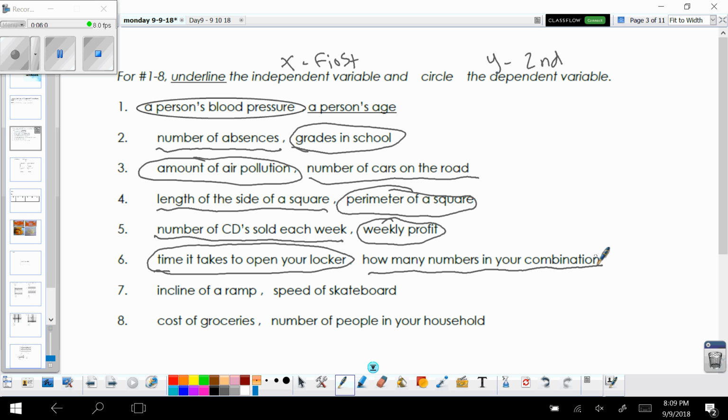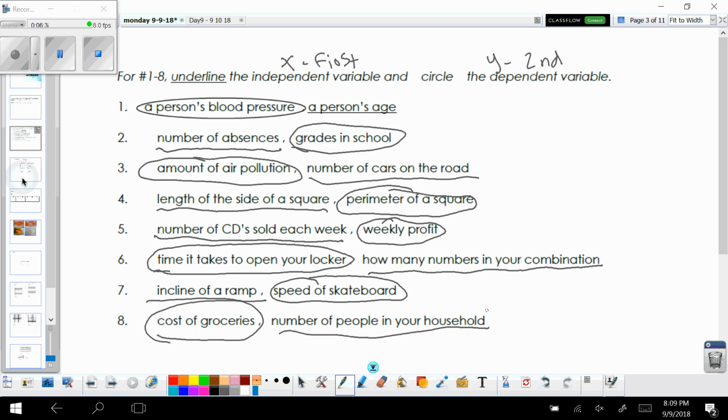Okay, the incline of a ramp and the speed of a skateboard. The way to think about this one is the steeper the incline, the quicker the speed. So the incline of the ramp came first, then the speed of the skateboard. So the speed of the skateboard is dependent. It depends on the incline of a ramp. And lastly, cost of groceries and the number of people in your household. Well, think about it. The more people you have in your house, the more your grocery bills are going to cost. So your cost of groceries is dependent on the number of people in your household.